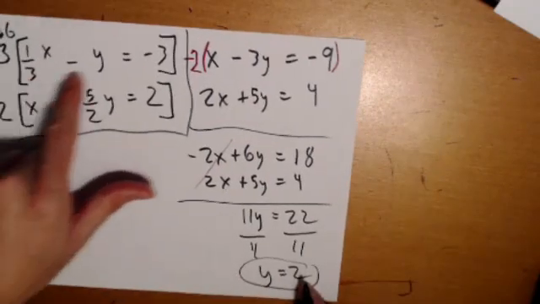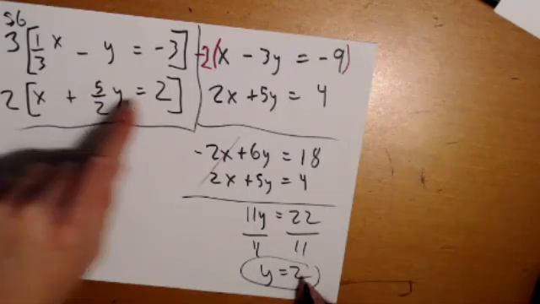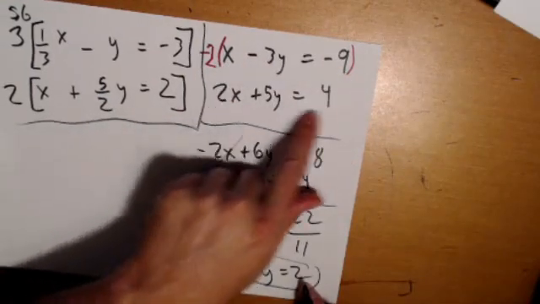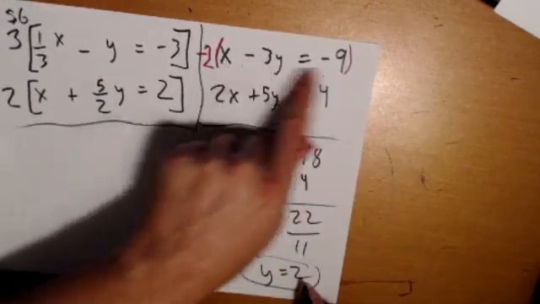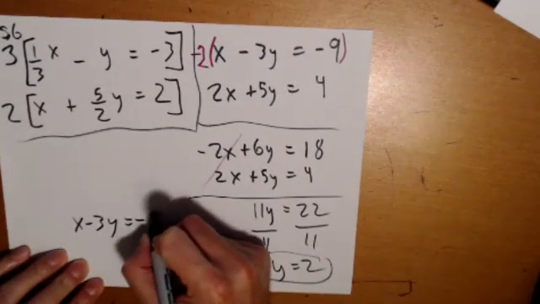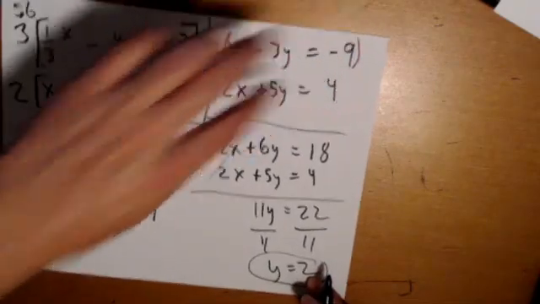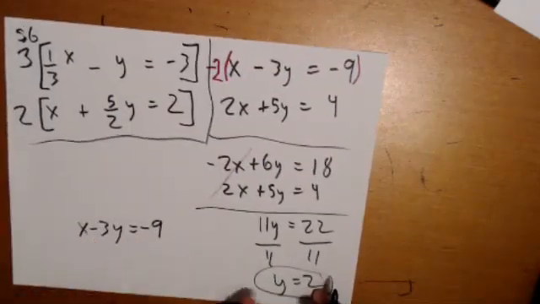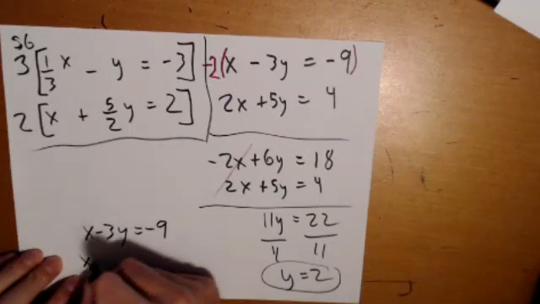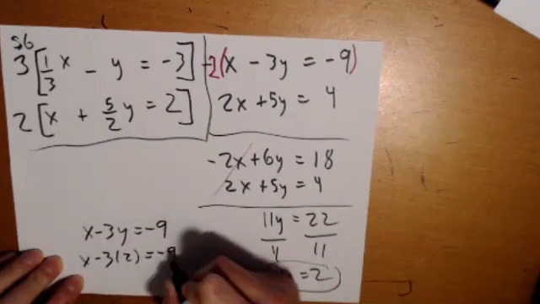I could plug it into this. I could plug it into this. There's fractions. I don't like that. I could plug it into this. This one looks the laziest, so choose that one. X minus 3y equals -9. This would have worked, but this one seems easiest. Okay, so x minus 3, but y is 2, equals -9.